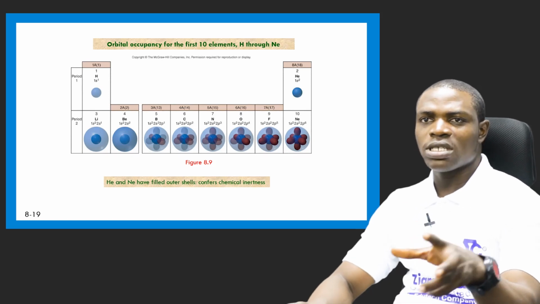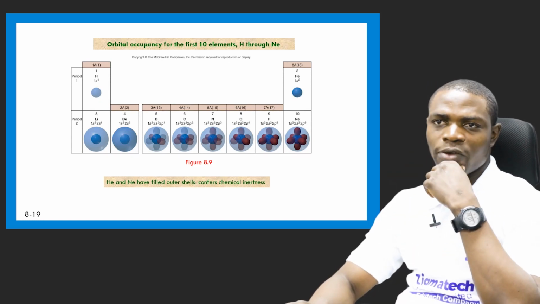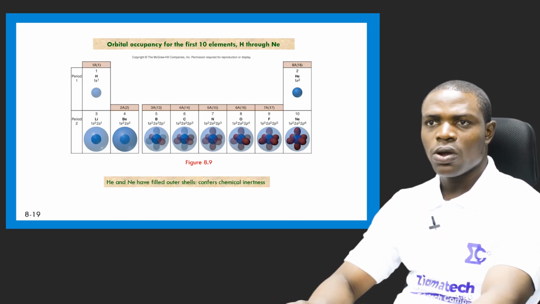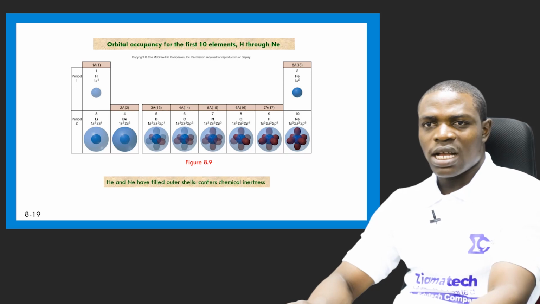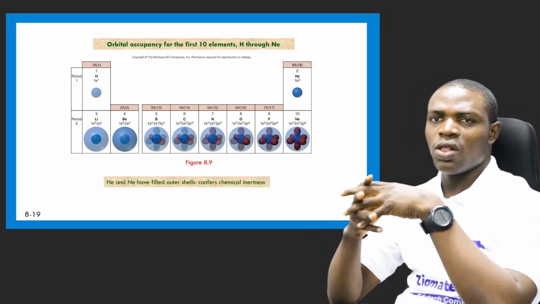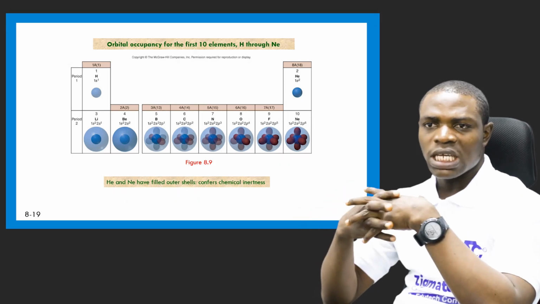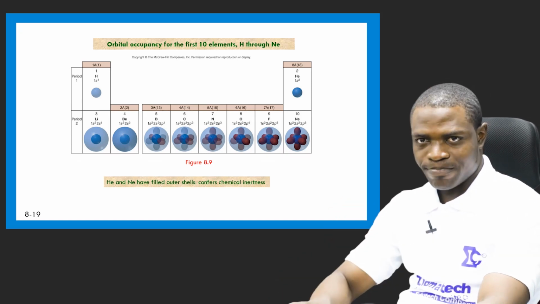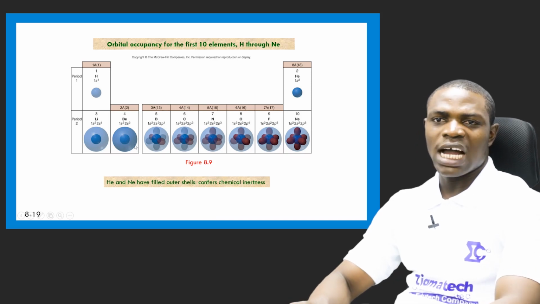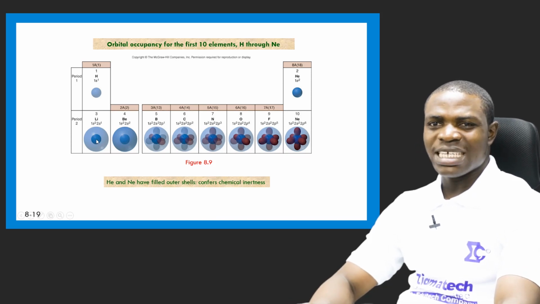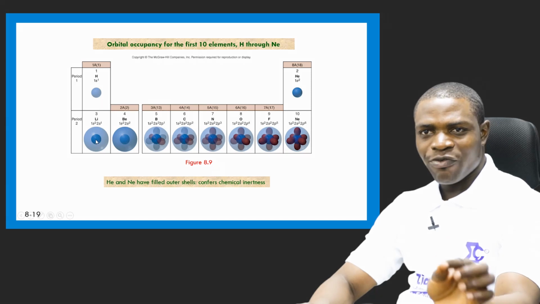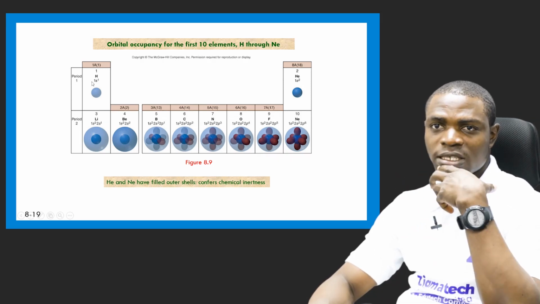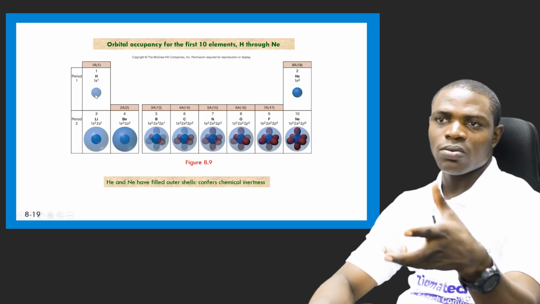Now, looking at the orbital occupancy for the first 10 elements in the periodic table, from hydrogen to neon, looking at the electronic configuration and the placement of electrons in their orbitals. Take a look at this. We have the inner orbital, followed by other subsequent orbitals. If you look at the atomic structure, this is exactly the way an atom looks.